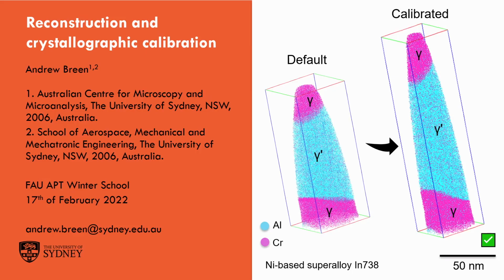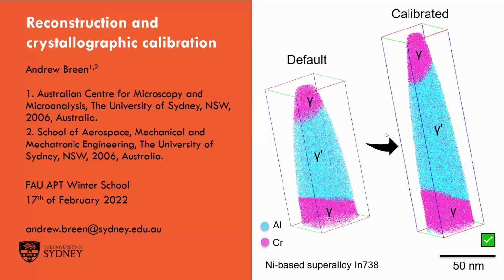So it's kind of an area that I've been working on for quite some time now, trying to use the crystallographic information contained in your atom probe data to help spatially calibrate the reconstruction. So I've just got a little example picture here of a nickel-based superalloy, and if you reconstruct that in IVAS using the default reconstruction parameters, you get something like this.